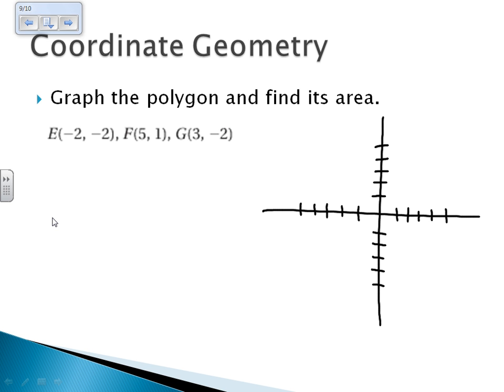Next up, plot all your points. It's going to be better if your graph looks nice, so spend some time making sure it looks good. The first point is (-2, -2). Next is (5, 1). And the last one is (3, -2). So what sort of shape is that going to be? Triangle. That line is supposed to go through 2, but it didn't. Okay, so there's your triangle.